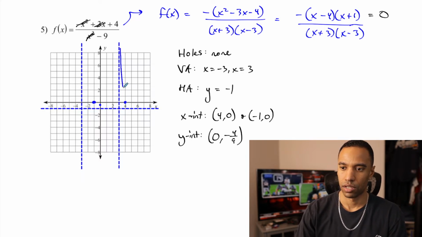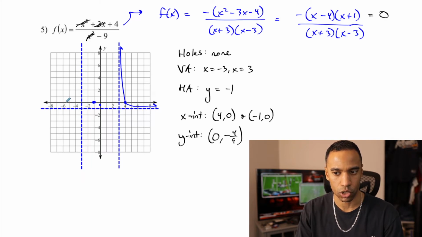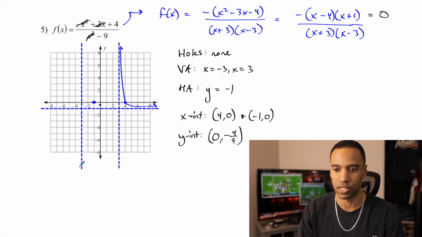Let's see. I know what to do with this. I just want to know how to talk about it with you guys here. So we have that part of the graph. And we also know that because there's no x-intercept here, there's no way the graph's approaching through there, because it doesn't cross the x-axis there. So we know on this side, it's going to be coming up and through, this way.